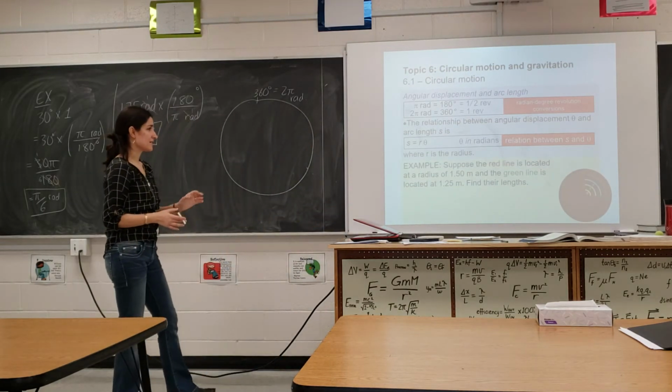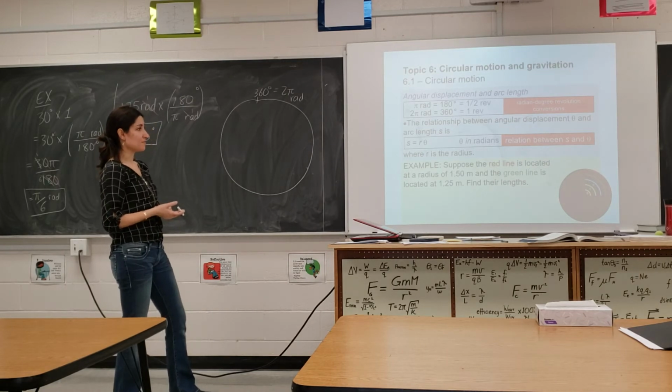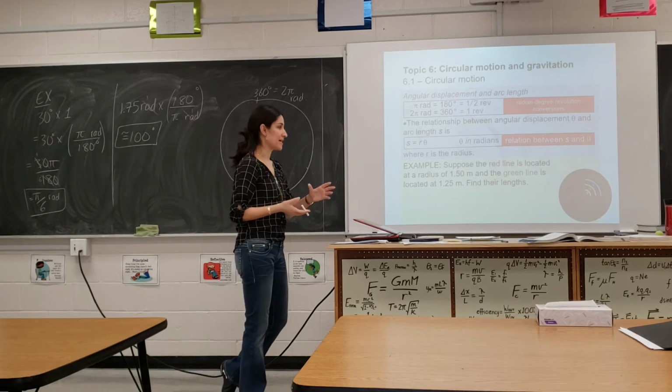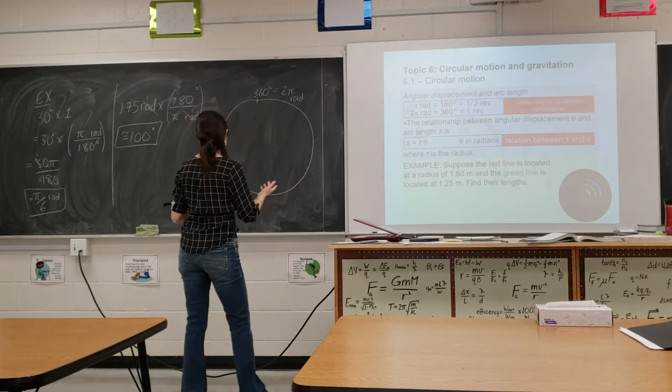So here we go. Suppose the red line is located at a radius of 1.5 meters and the green line is located at 1.25 meters. Find their lengths. So I have to find the arc lengths. It's not too bad.